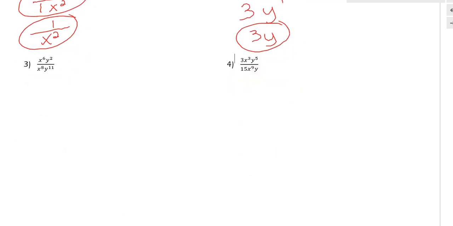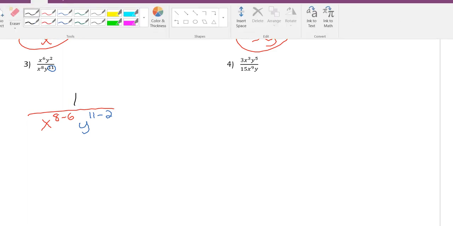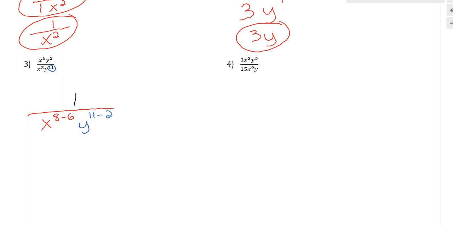Okay. 2 more. This one has 2 different variables, so I have to decide where they're going to go. My x's are going to go on bottom. My y's are going to go on bottom, right, because 11 is bigger too. Now, something needs to go on top. You always need a numerator. So I'm just going to throw a 1 up there. Right, there's nothing up there, it's just 1. So I have 1 over 8 minus 6 is 2. 11 minus 2 is 9.